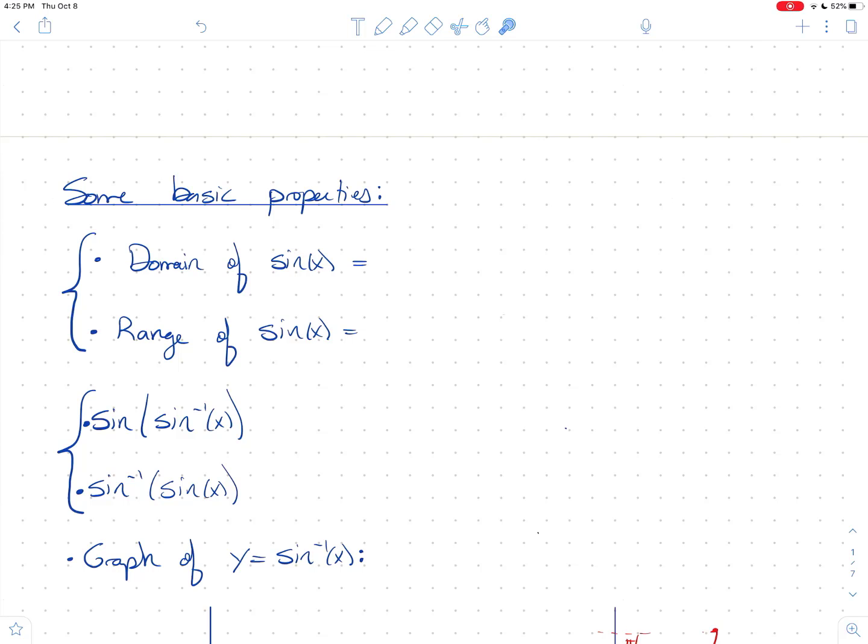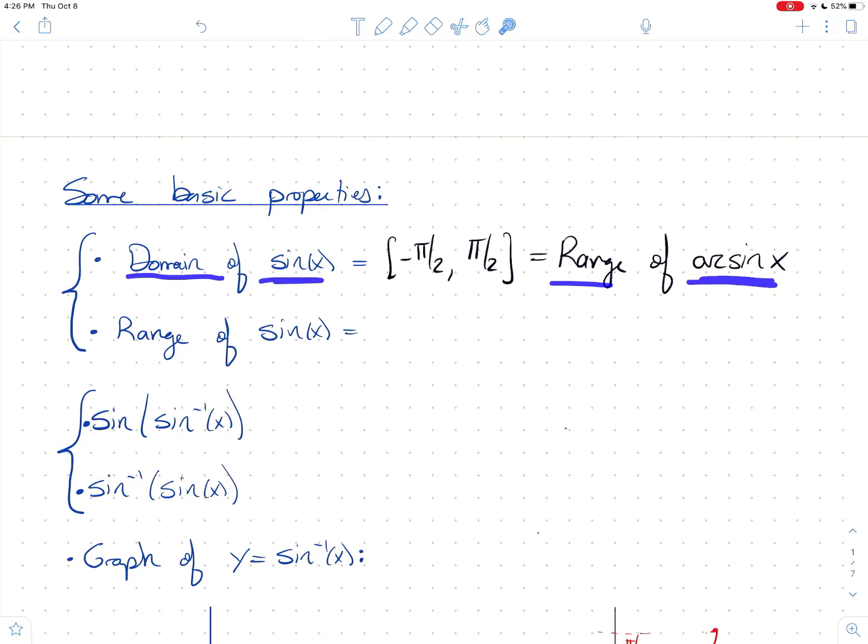All right, basic properties. Well, we said at the beginning the domain of sine is going to be negative pi halves to pi halves. And this, by the way, is the range of the inverse sine, arc sine. Why is it the range? Because it's always the case. The domain of the function is the range of the inverse function, always.